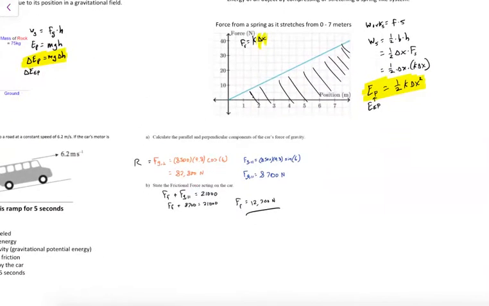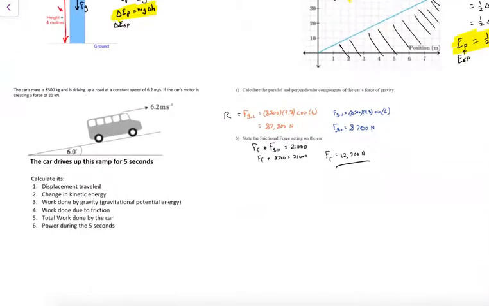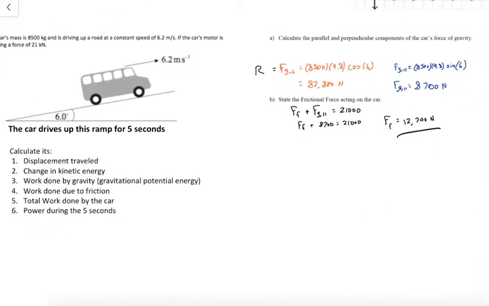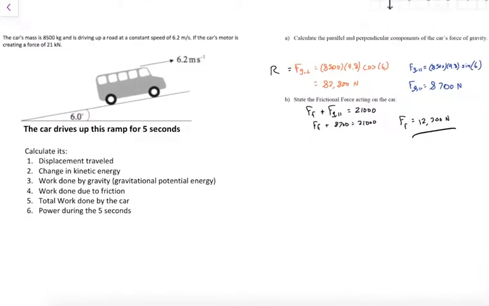All right, I have a sample problem that we've seen already. We've seen this in one of the previous practices, in which a car's mass is 8,500 kilograms and is driving up a road at a constant speed of 6.2 meters per second.